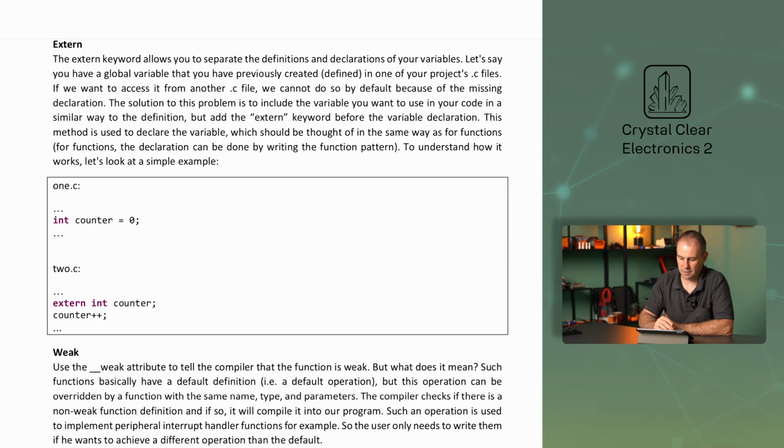To understand how it works, let's look at a simple example. In the 1.c file, we have defined a variable called counter. In another source code called 2.c, we refer to it as an external variable and increment its value.